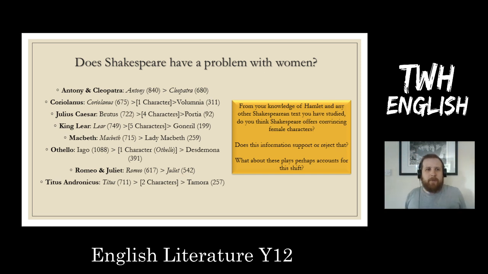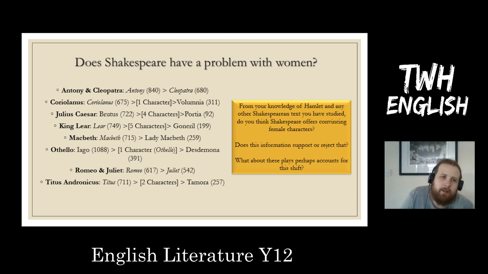But Antony and Cleopatra, there's a play for you, both in the title, one of the two titular female characters in these plays here. Antony has 840 lines to Cleopatra's 680, despite the fact that Antony dies earlier. Coriolanus here has 675 lines. Then there's another character below him, and then the highest amount of lines to a female character is 311, half of Coriolanus. Julius Caesar, as you can see as well, guys, I've put in italics the title character.